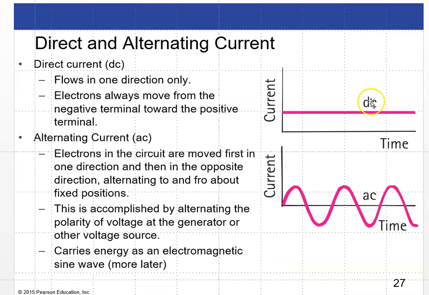Now, there are two basic types of current, direct current and alternating current. Direct current, as its name suggests, flows in one direction only. This means the electrons are always moving from the negative terminal toward the positive terminal.